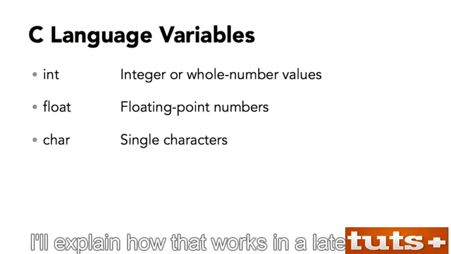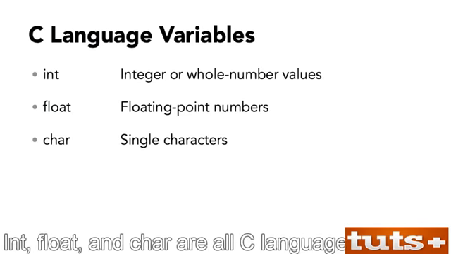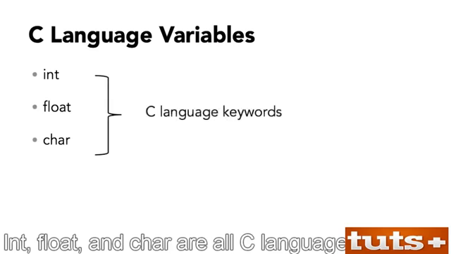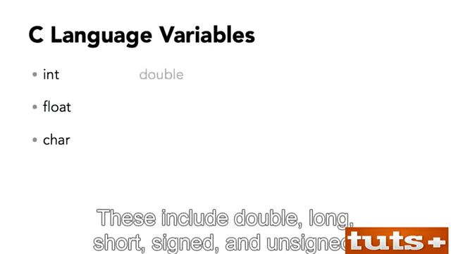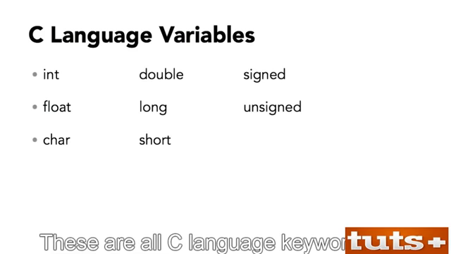Int, float, and char are all C language keywords. Additional keywords are also used to declare variables. These include double, long, short, signed, and unsigned. These are all C language keywords, and they're used to declare types of variables.